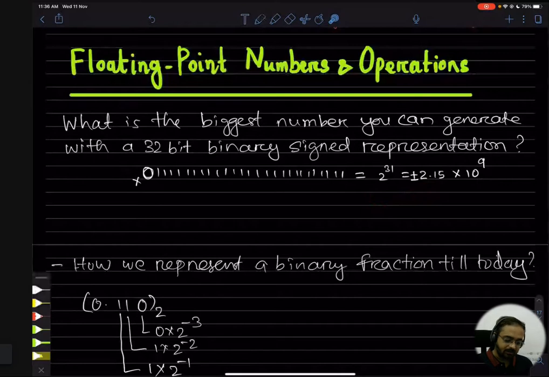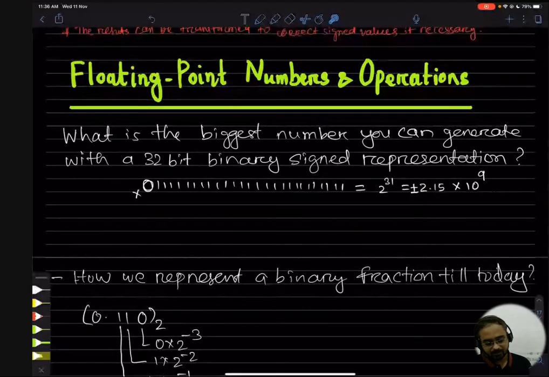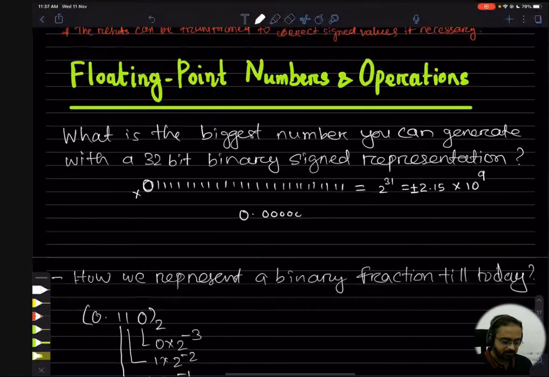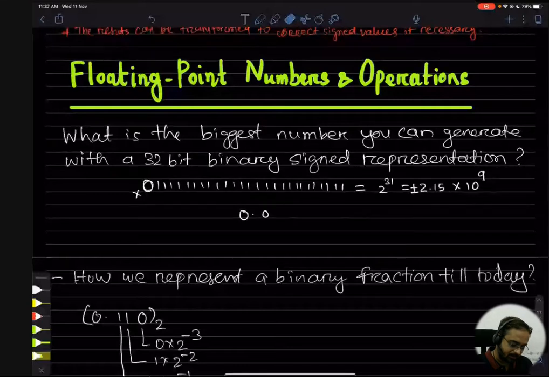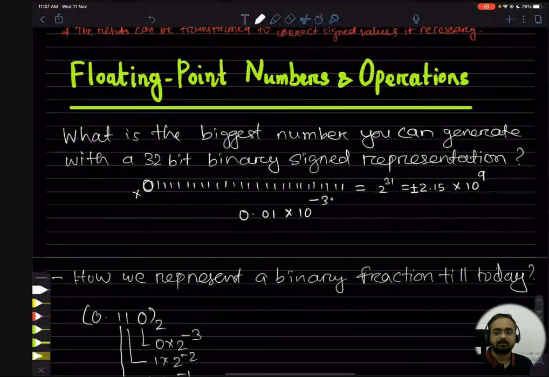The next reason is that this is the biggest number in integer we can save. What about 0.000000000001? Can you represent it in 32 bits? That is also very difficult. Suppose you want to represent 0.01 into 10 to the power minus 30. Something like this type of number you can also see in physics.